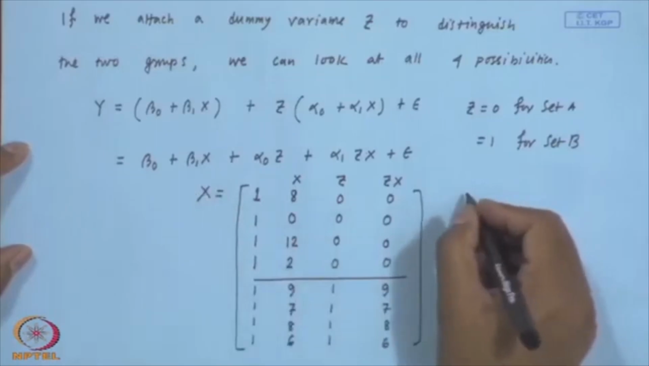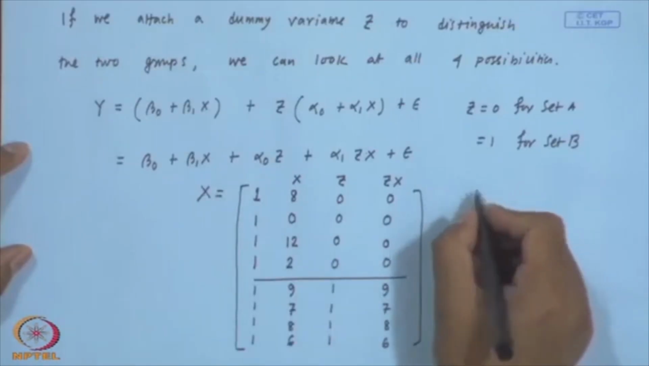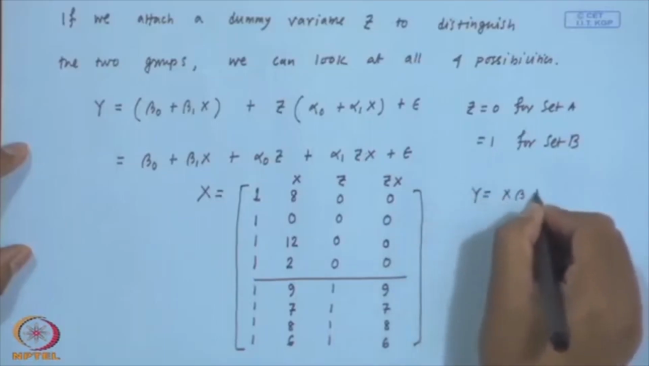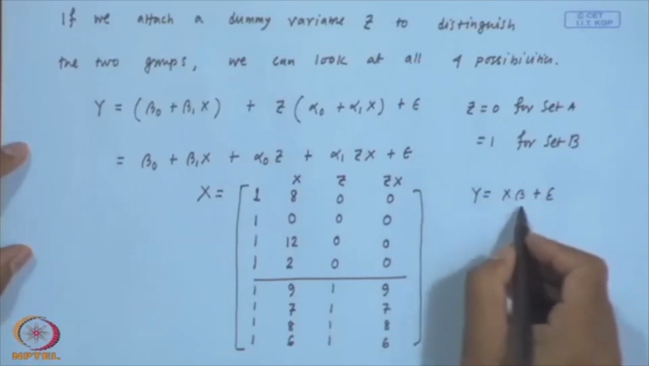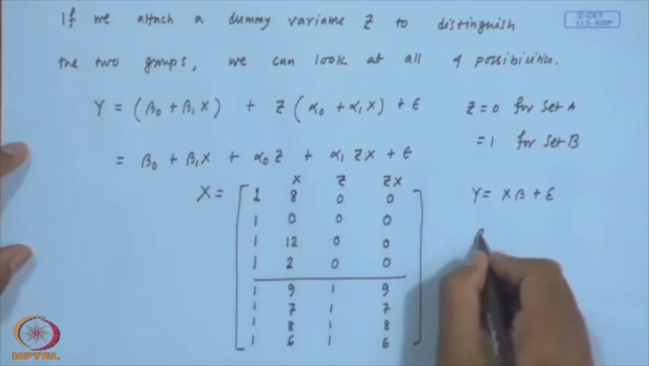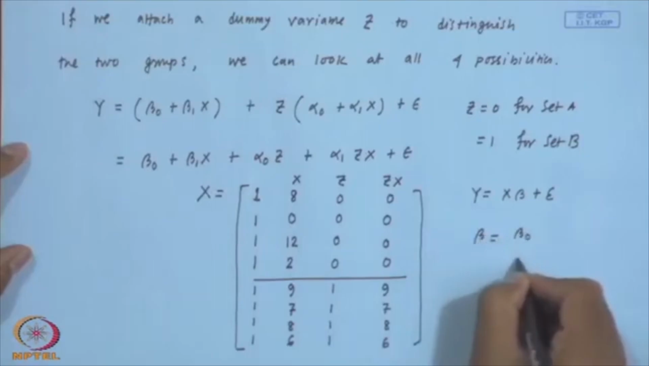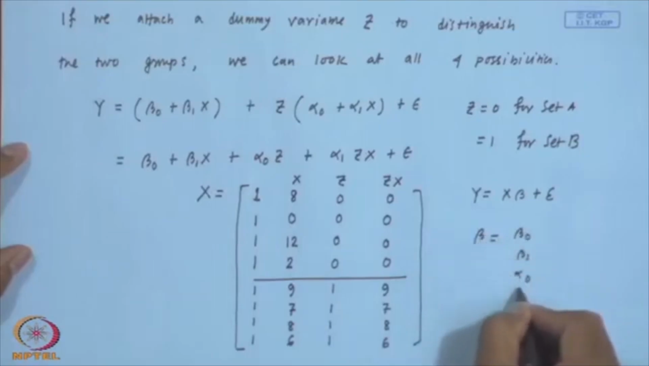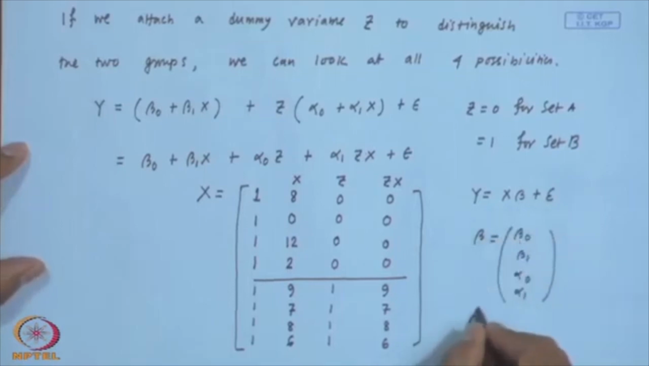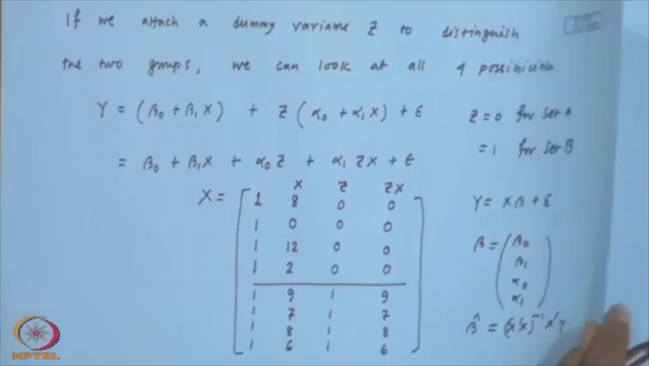Well, so the model can now be written as y equal to x beta plus epsilon, and of course, this beta vector is beta naught, beta 1, alpha naught, alpha 1. So, you know how to fit this model. This beta hat is equal to x prime x inverse x prime y. Okay, so, let me write down the fitted model now.